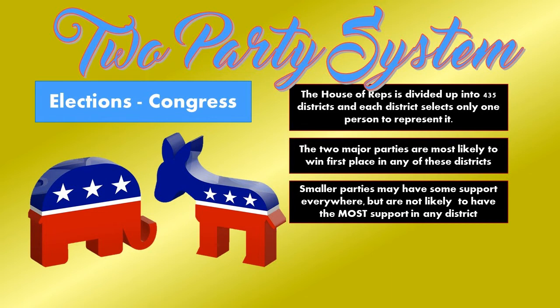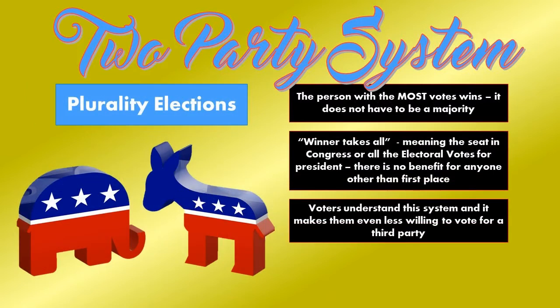So small parties that are just getting started, they may have a little bit of support everywhere, but they're probably not going to have the most support in any of the districts. The other way we run elections here in the United States, we call these plurality elections, and that means that the person with the most votes wins. So a person does not have to have 51% in order to win. This is true for both electoral votes and for Congress.